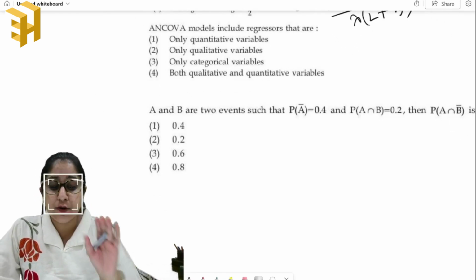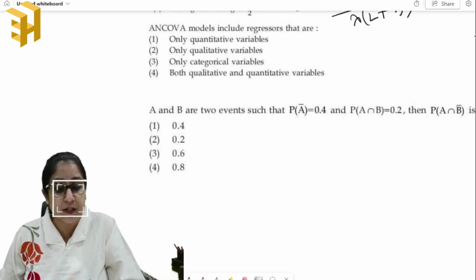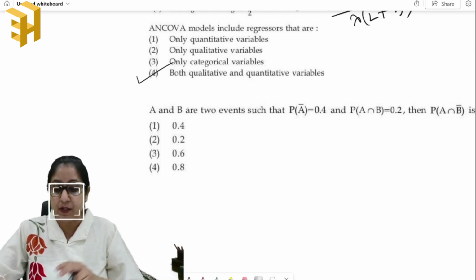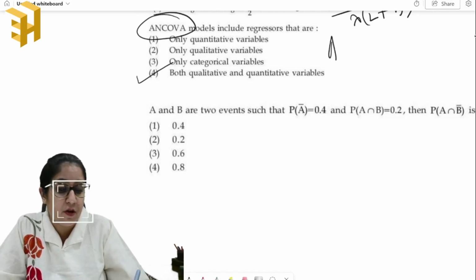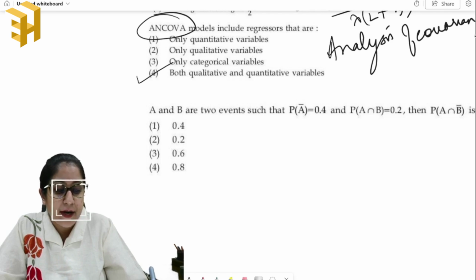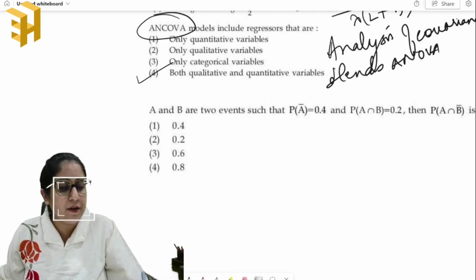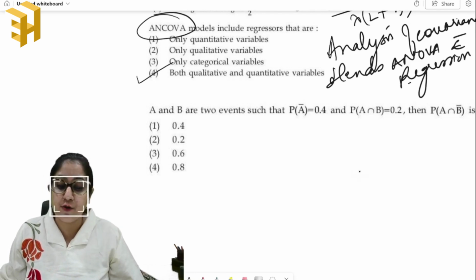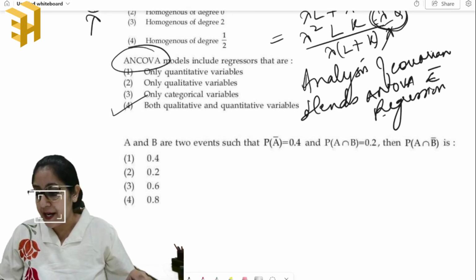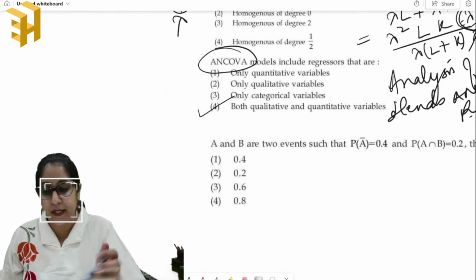ANCOVA models include regressors that are, let's start off with the answer first. So the answer to this is both qualitative and quantitative variables. Now the question is, what are ANCOVA models? ANCOVA basically is your analysis of covariance, and this model blends ANOVA with regression. When these two models are applied together, we are using the ANCOVA technique.